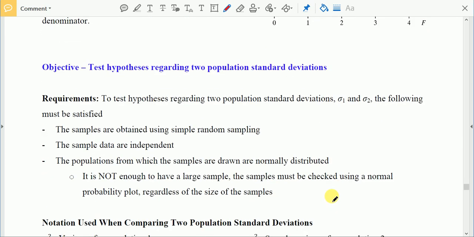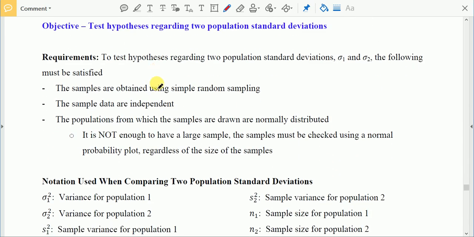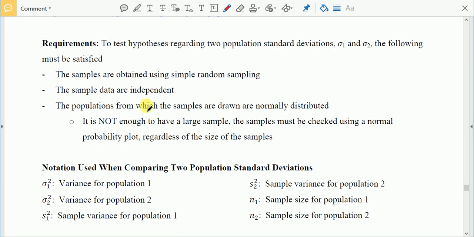So the first objective is to test the hypothesis, the same type of question. Before we do any testing, make sure that the samples are obtained using simple random sampling. This is always true in this class. And the sample data are independent, so make sure I give you data collected from independent samples. The populations from which the samples are drawn must be normally distributed.